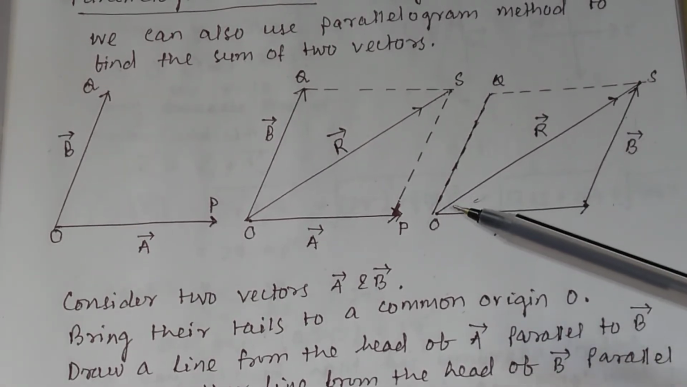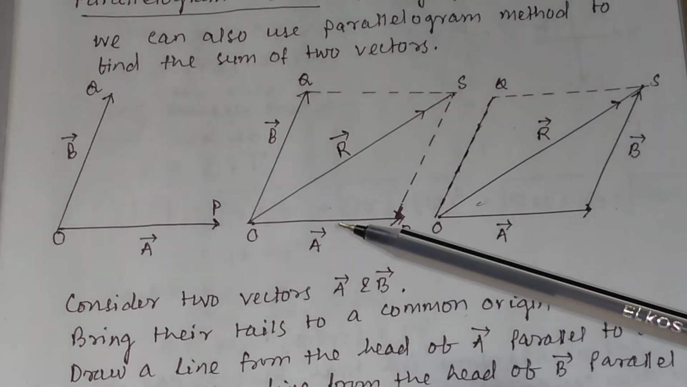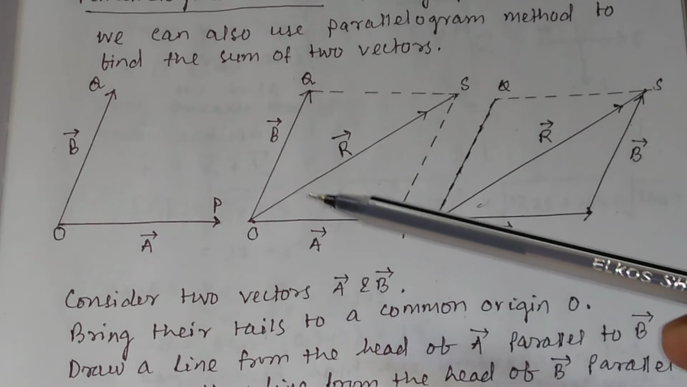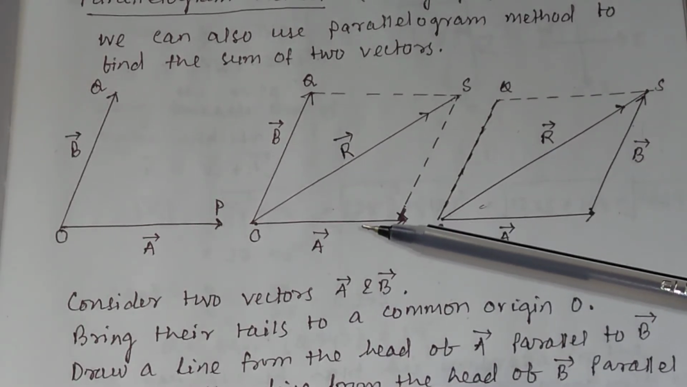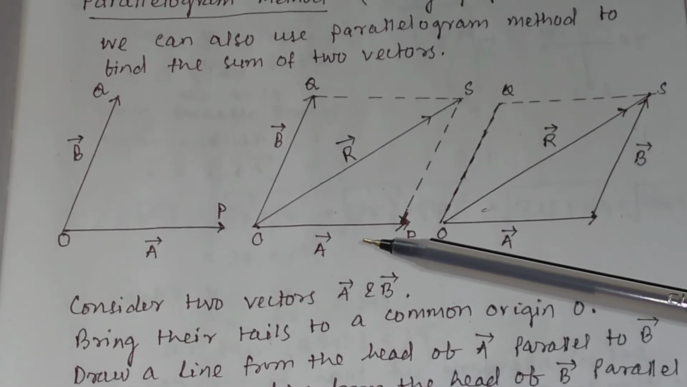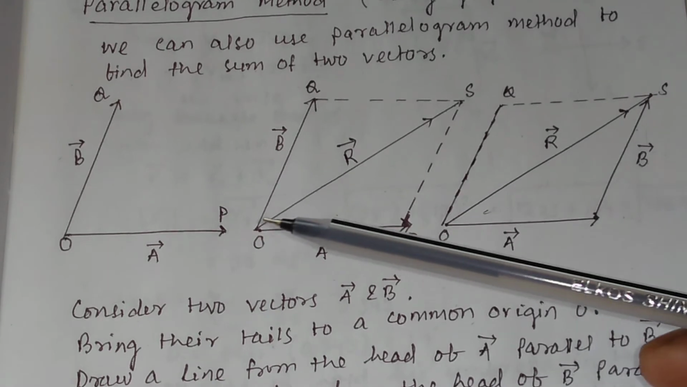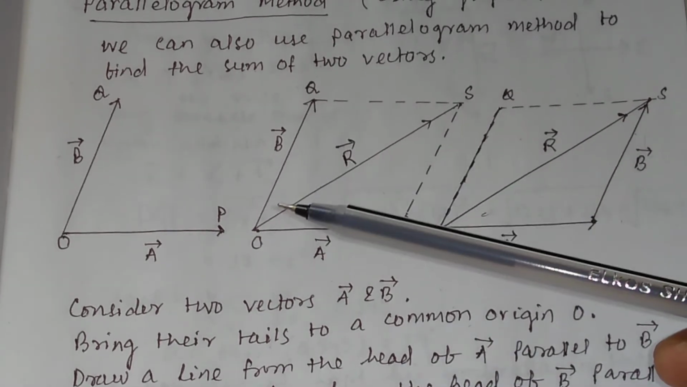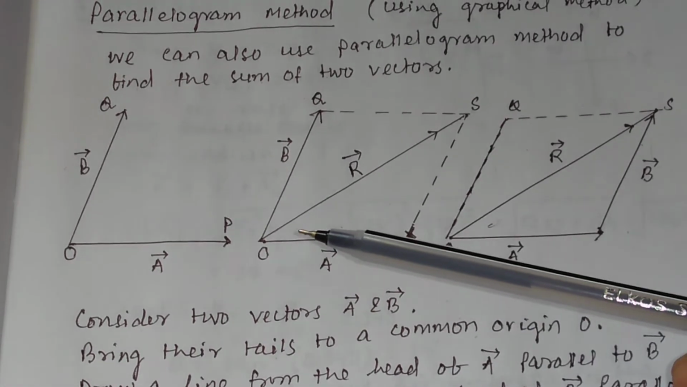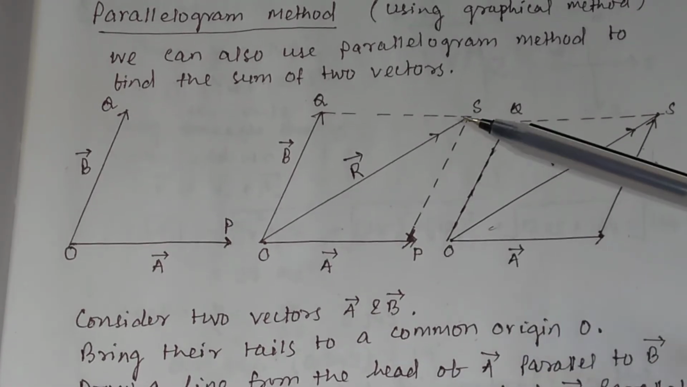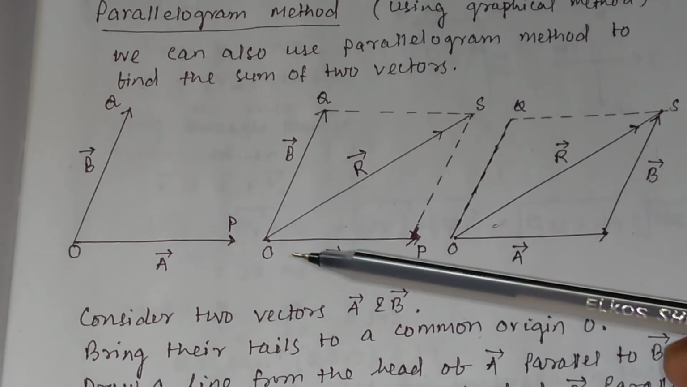If two vectors act along two adjacent sides of a parallelogram, both pointing away from the common vertex, you see, A and B are pointing away from the common vertex. Then the resultant is represented by the diagonal. You see, the resultant is represented by the diagonal of the parallelogram passing through the same vertex.